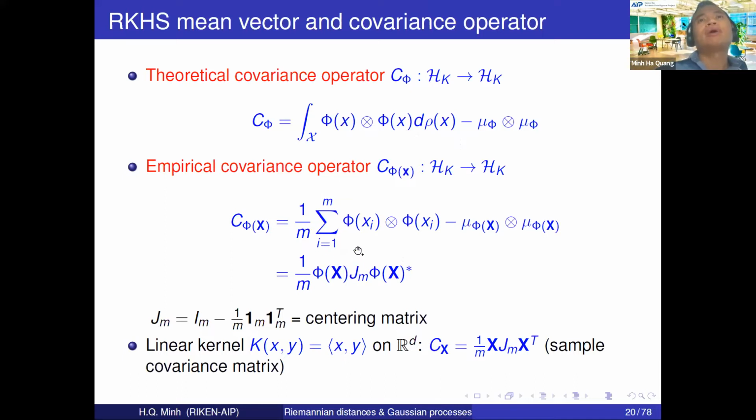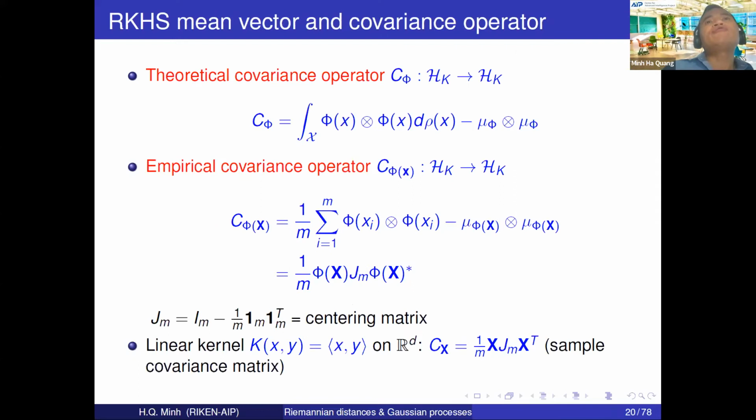So it's just a summation of all the φ(x_i) φ(x_i) transpose, and then minus the mean times its transpose. So it's given in this form. Now in the linear kernel setting, this just becomes a sample covariance matrix, 1 over n times X X transpose. Sometimes we can also use 1 over n minus 1, but I'm just going to use 1 over n for simplicity.